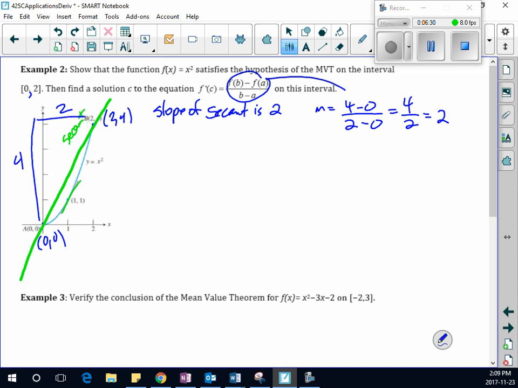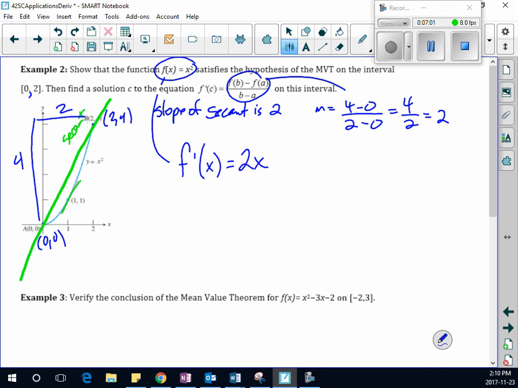So now we need to find where the tangent line has that same slope. So how do we figure that out? Nobody wants to find the derivative of this? Yes, f prime of x would be 2x.